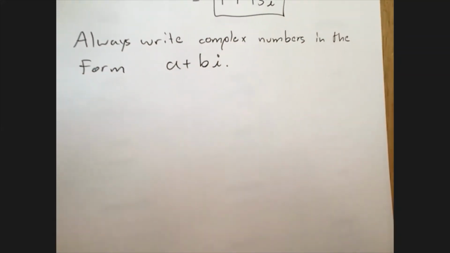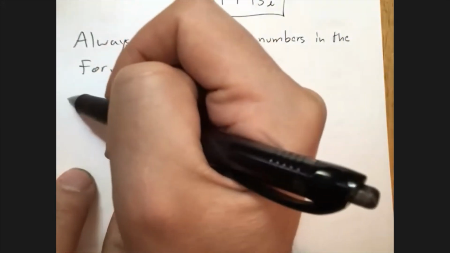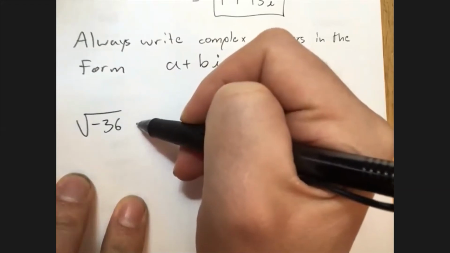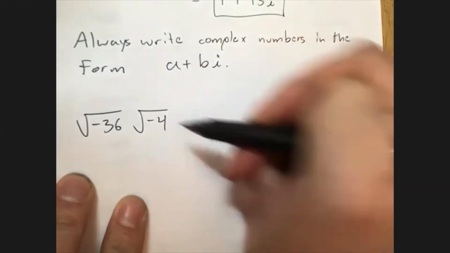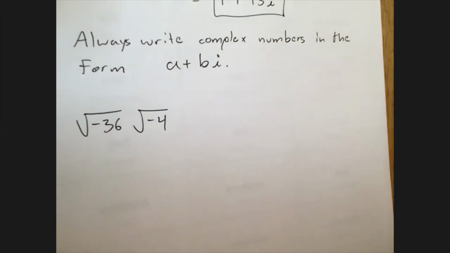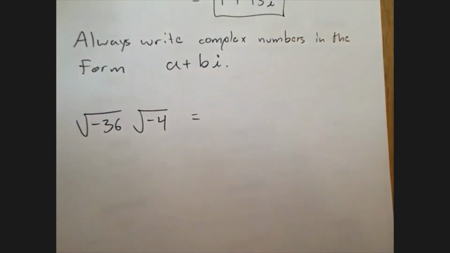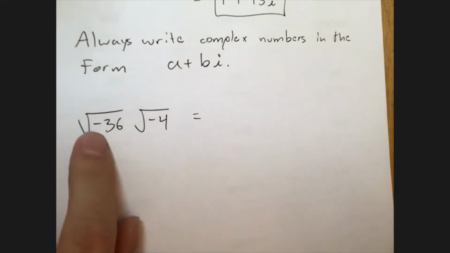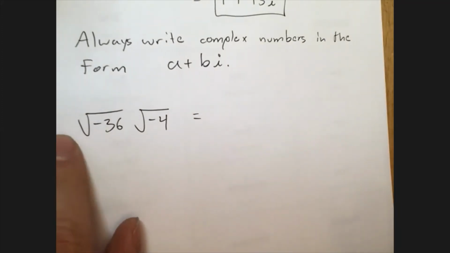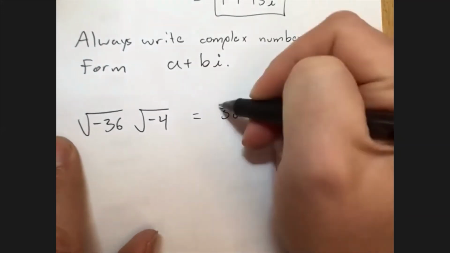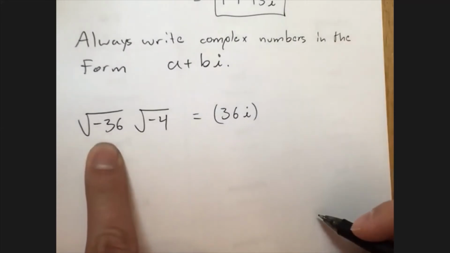Okay? And let's do a multiplication problem where we have something like this. Root negative 36 times root negative 4. Okay? How would we simplify this? Well, we said that whenever we have a negative, it just comes out of the square root as an i. So this is just the square root of 36 times i. That's what that guy is.